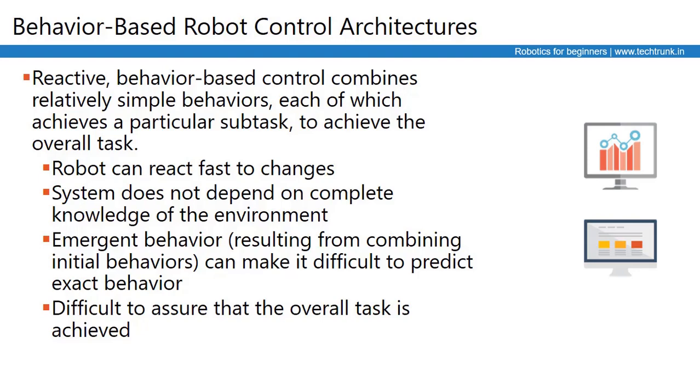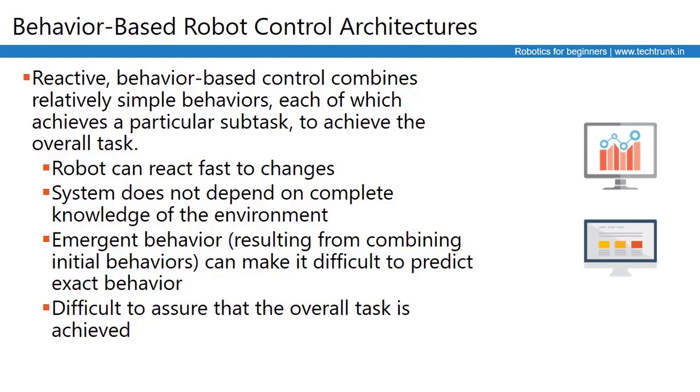It combines relatively simple behaviors, each of which achieves a particular subtask to achieve the overall task. So rather than making the robot completely optimal to achieve the complete task, layers of the robot are built, and each layer contributes to achieving the complete task, to achieve the goal of the robot. In this case, robots can react fast to changes, and the complete system does not depend on complete knowledge of the environment. Even partial knowledge of the environment can help the robot react and take actions based on that. So in a behavior-based robot control architecture, the environment need not be completely deterministic or fully observable.